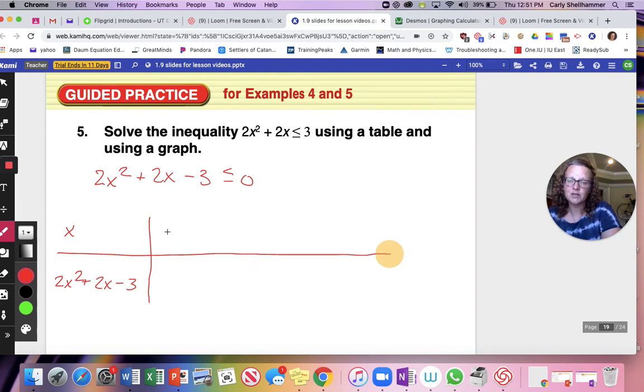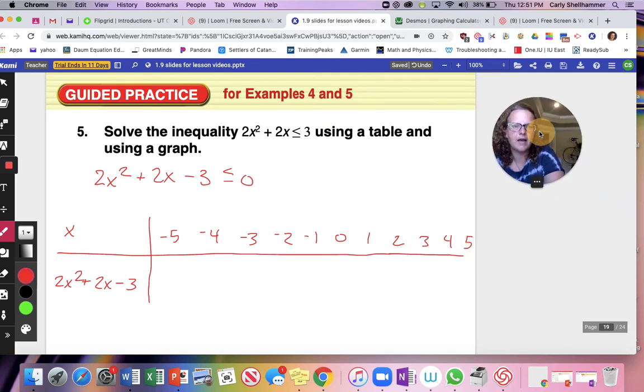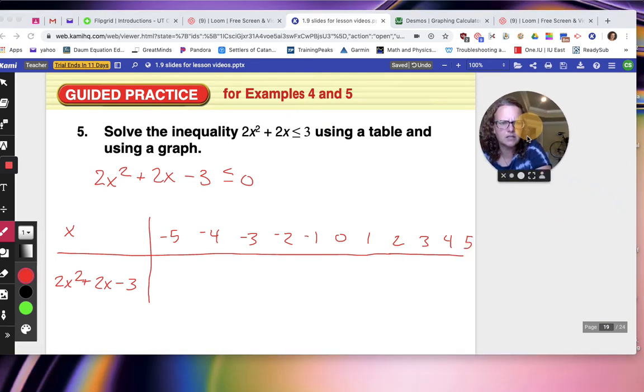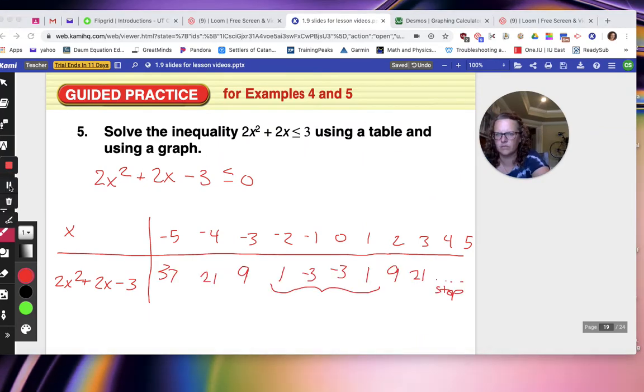Not sure where to start testing, so I'm going to start at negative 5. Probably going to run out of room. Okay, I'm going to calculate these. I'm going to push pause and calculate them so you don't have to watch me do that math. And then I'll come back and discuss it. Oh, can I not push pause when I use this? There we go. I think we're recording again.